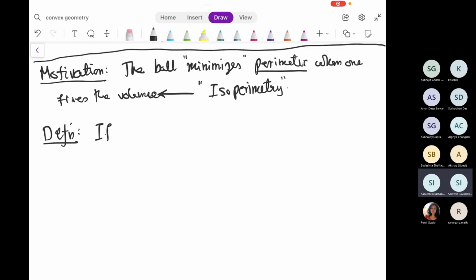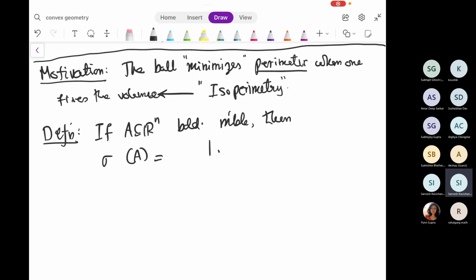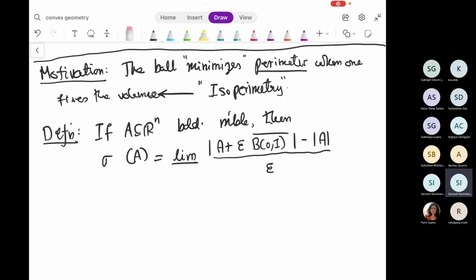If A is a subset of R^n that is a bounded and measurable set, then you define sigma of A as the following. Well, what you do is you take the Lebesgue measure of A plus epsilon B(0,1) closure. I'll be motivating this, so for now, please bear with me.